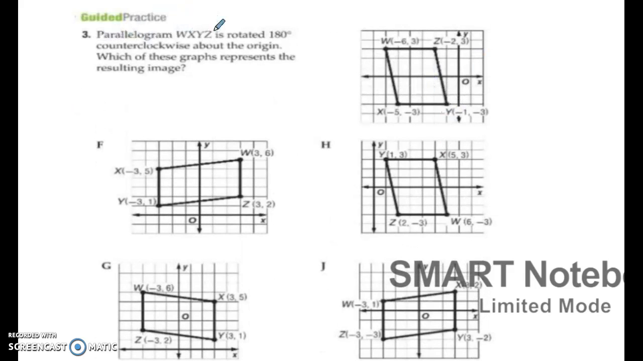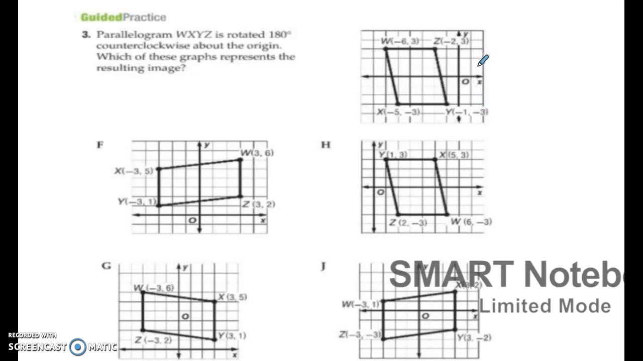Okay, then lastly, we have this multiple choice question. It says parallelogram WXYZ is rotated 180 degrees counterclockwise about the origin. Which of these graphs represents the resulting image? Okay, so here's our pre-image. We have W at -6, 3, Z at -2, 3, X at -5, -3, and Y at -1, -3. So we're trying to figure out which one's correct.